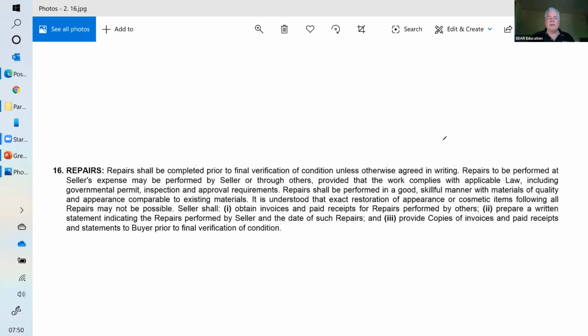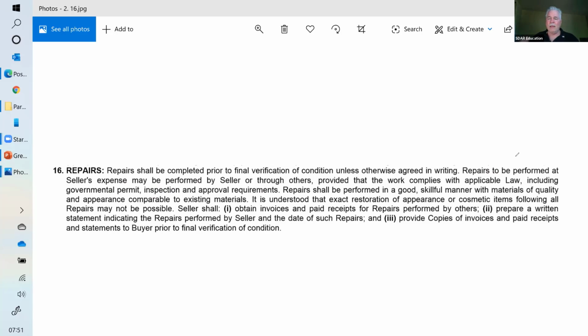Okay, so repairs to be performed at seller's expense may be performed by the seller or through others, provided that the work complies with applicable law. Okay, so we want to make sure that it complies with the law, the code, all those kinds of things, including permits if necessary, inspection and approval requirements, all of those things. So if the seller decides to do all those things, like my little brother is an electrician, and he could do his own electricity. But I can tell you, like in all professions, there are all these workarounds, right? So we want to make sure that we have someone that we can go to later on in case the work is not done right.